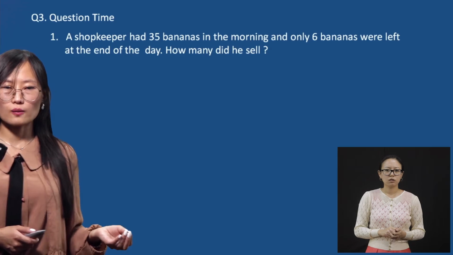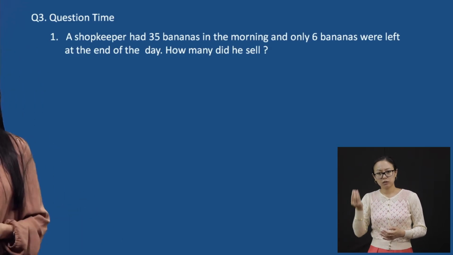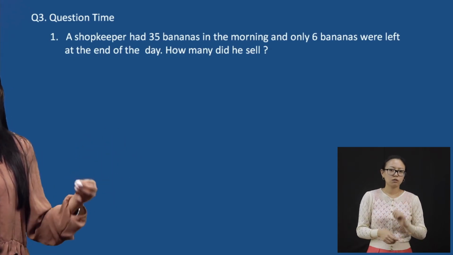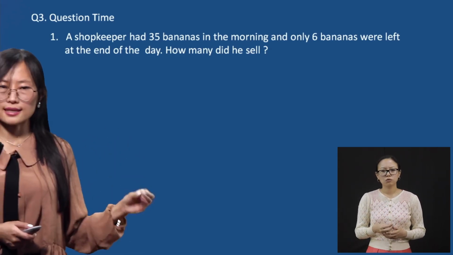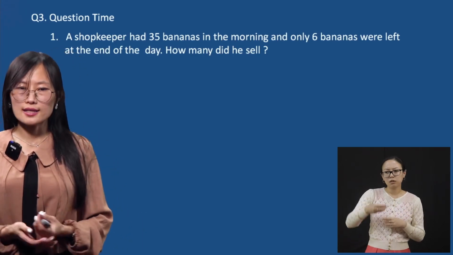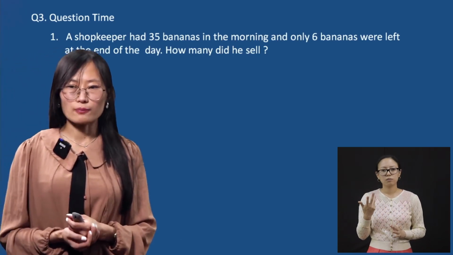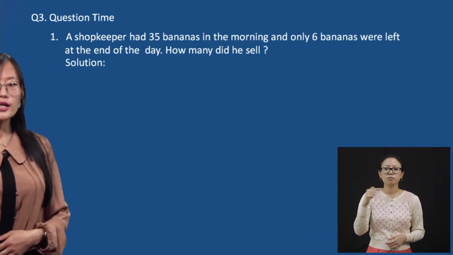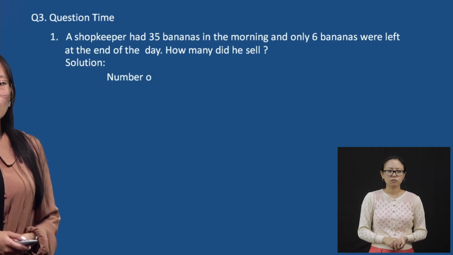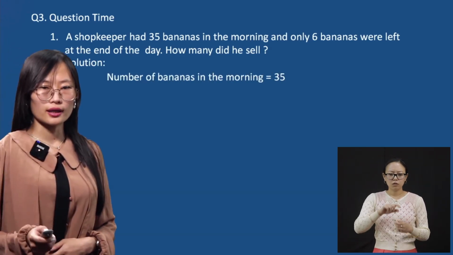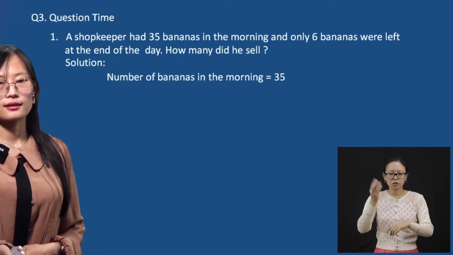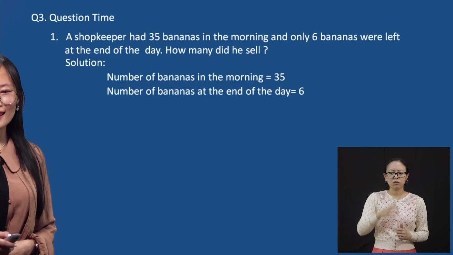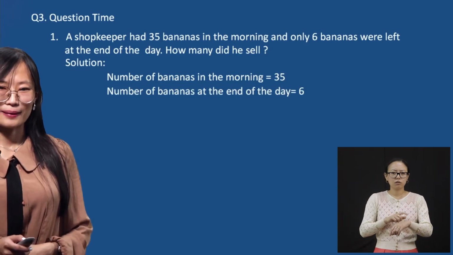How do we find this one? Because in the morning he had 35, and at the end of the day, he had only 6. So we will find out how many he sold by subtracting. So here the information given in the question will be: number of bananas in the morning, you have 35 bananas. Number of bananas at the end of the day is 6.